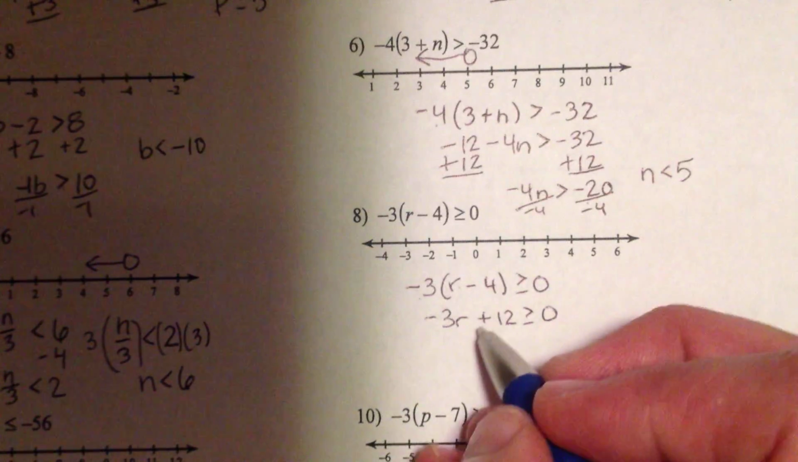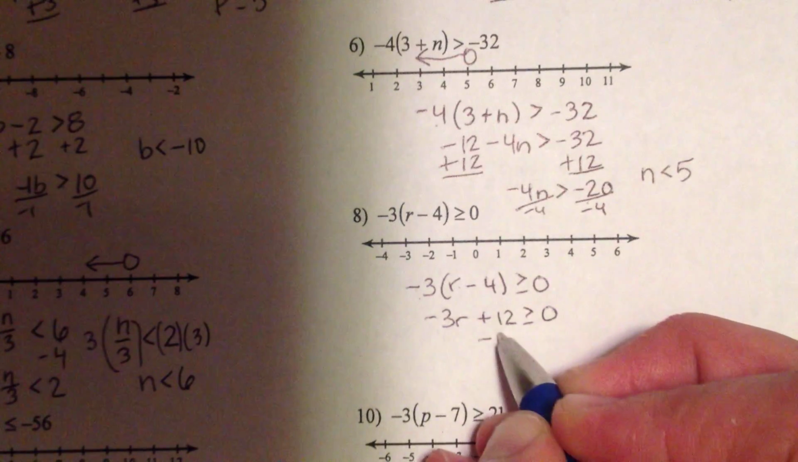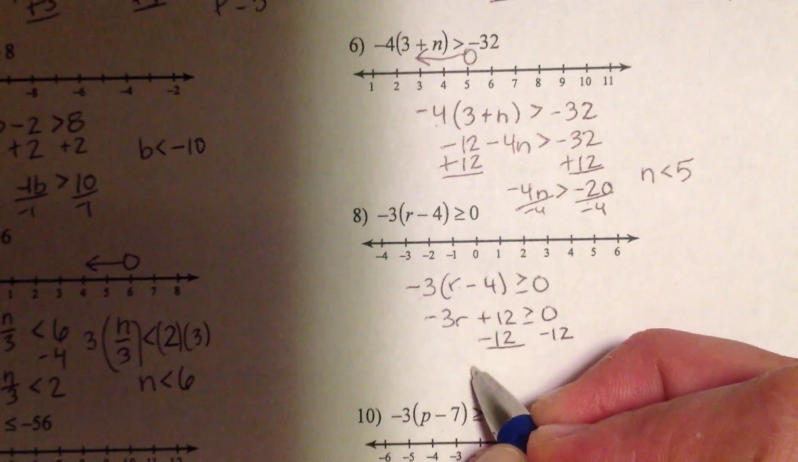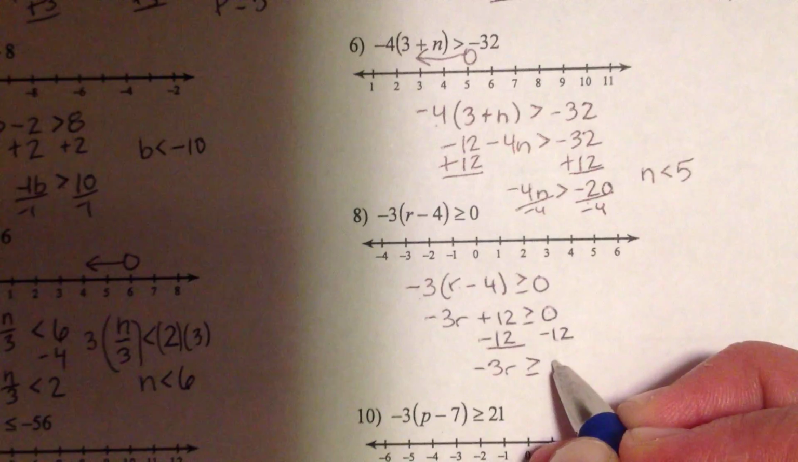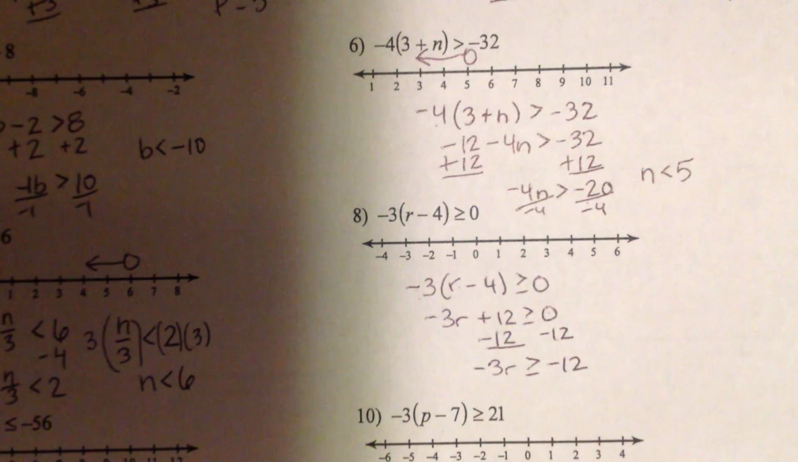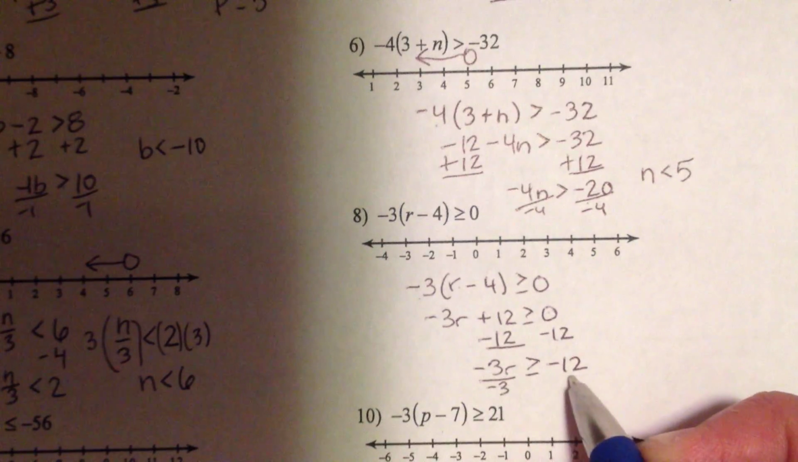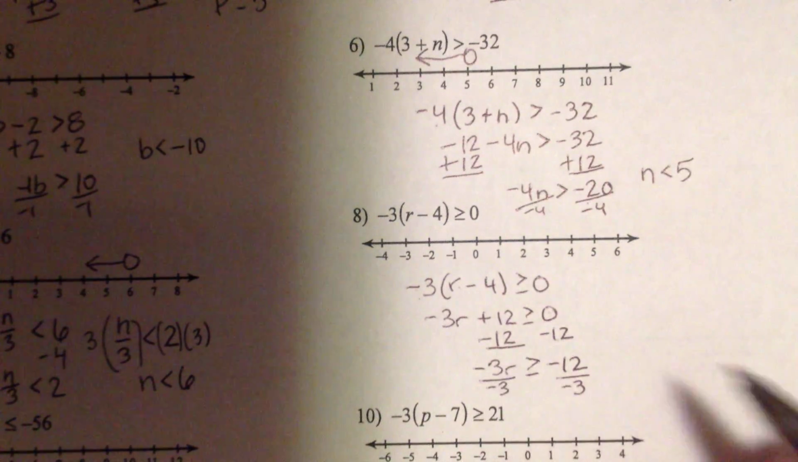Again, I get rid of the adding or subtracting first by doing the inverse. Inverse of adding is subtracting 12. This leaves me with negative 3r on this side, greater than or equal to 0 minus 12 is negative 12. Now I have to remove the negative 3 from the r, and I do that by division. And again, when I divide by a negative 3, I have to flip the inequality.